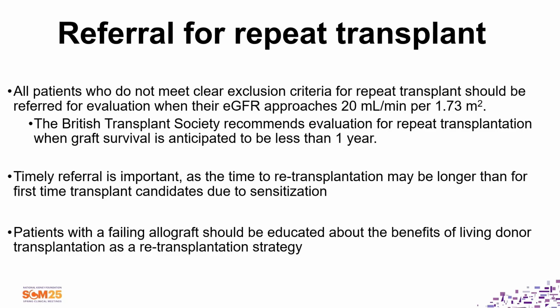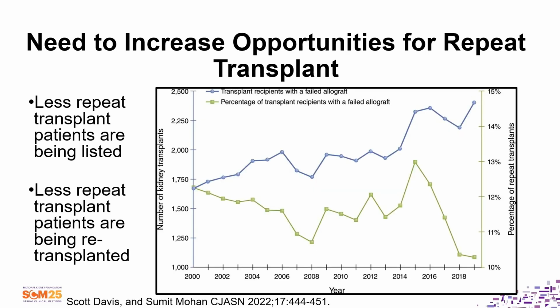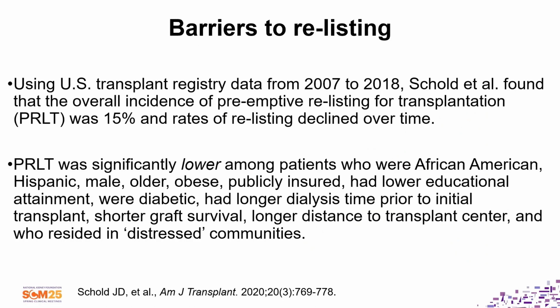Assuming patients are a candidate, they should get evaluated as soon as possible. Unfortunately, fewer repeat transplant patients are being listed and fewer are being retransplanted. Some of the barriers to relisting are things that we might expect. Patients less likely to be relisted are African American, Hispanic, males, older, obese, publicly insured or have lower education, were diabetic or had longer dialysis time prior to initial transplant.